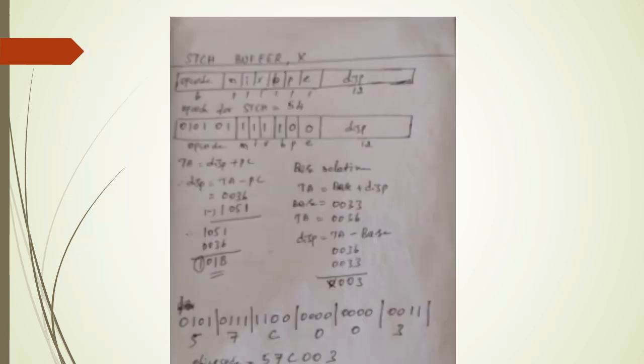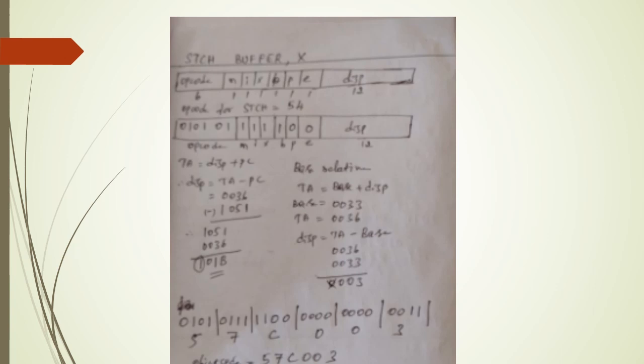Let us take one more instruction, STCH buffer comma X, which is present in line number 160 of your given program. Again the operand is not a register, and the opcode is not prefixed with a plus. Therefore this also belongs to format 3. So opcode is 6 bits, then NIXBPE, then displacement. The opcode for STCH is 54.